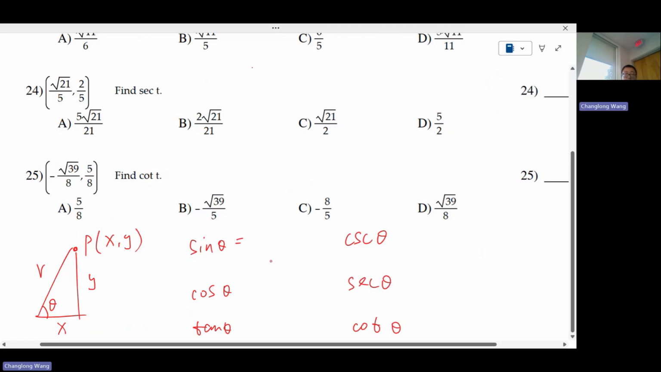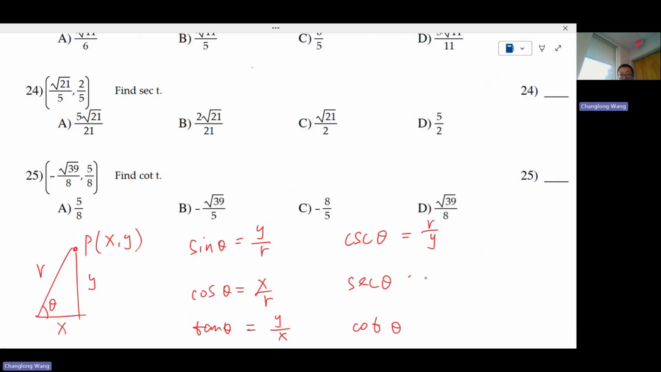SOHCAHTOA: sine is opposite over hypotenuse, which will be y over r. Cosine is adjacent over hypotenuse, x over r. Tangent is opposite over adjacent, so y over x. And you flip them to get the reciprocals: r over y for cosecant, secant is going to be r over x, and cotangent is going to be x over y.